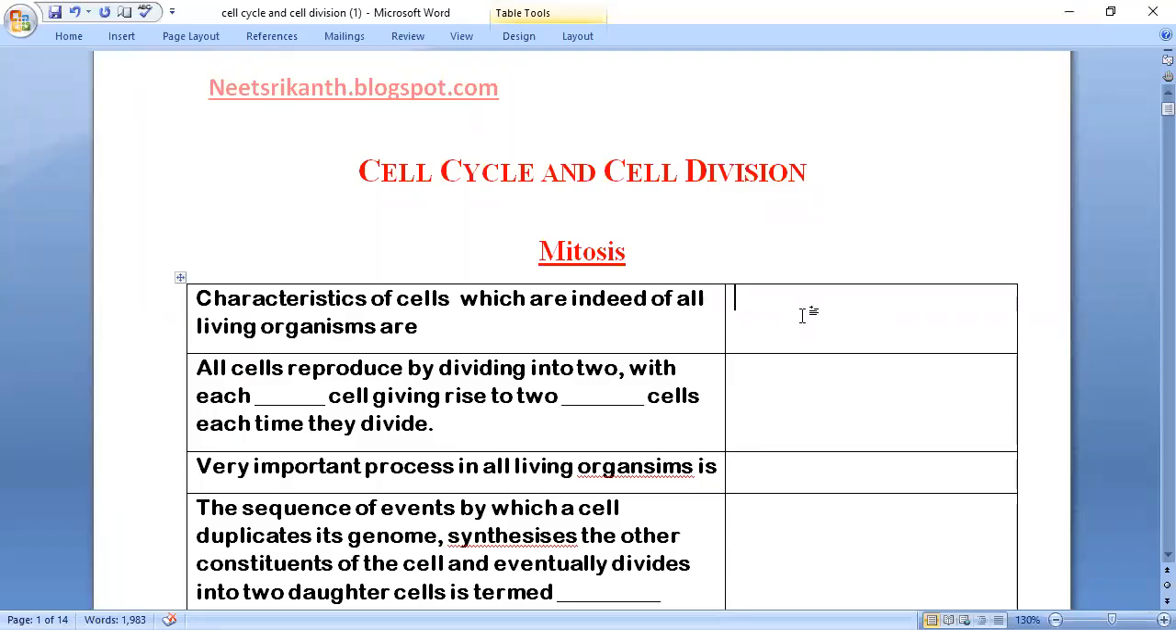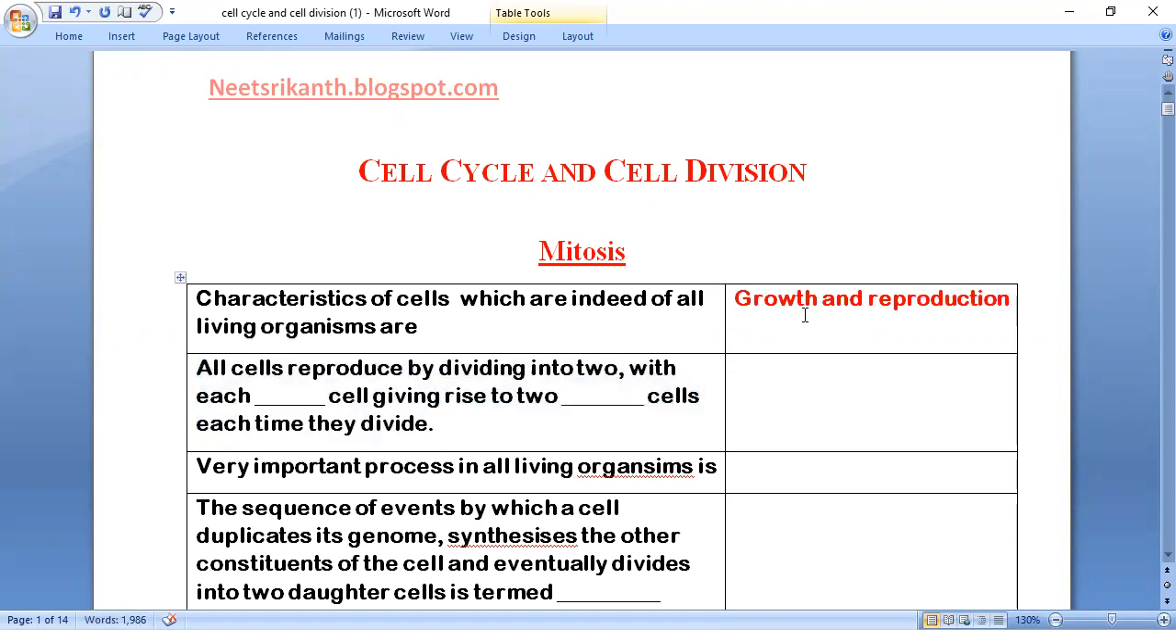NCERT based single sentence questions, cell cycle and cell division. Let's start. Characteristics of cells which are common to all living organisms are growth and reproduction.